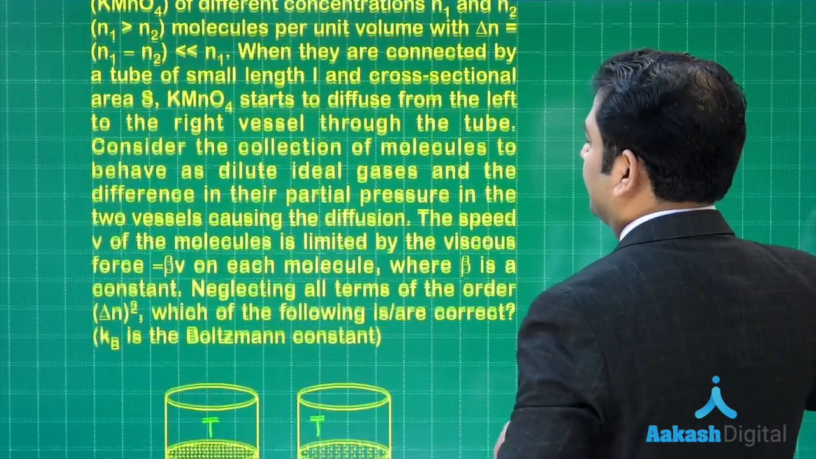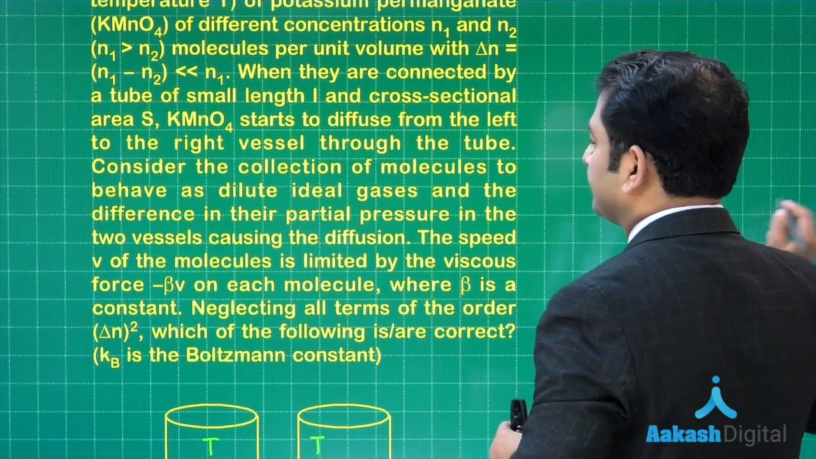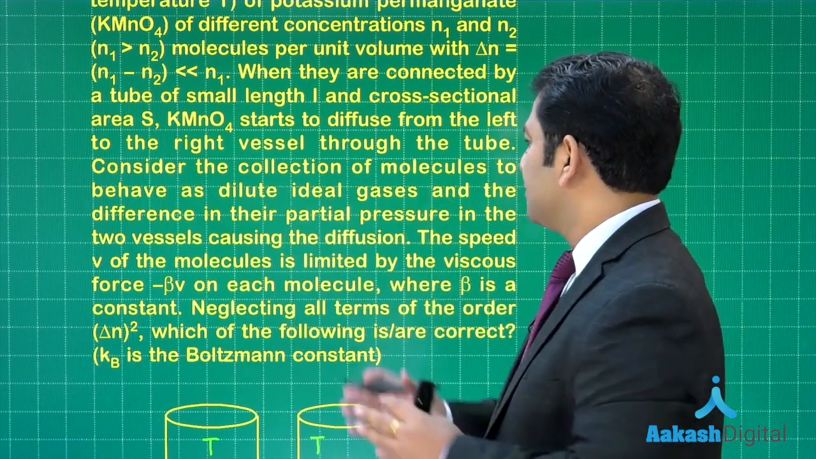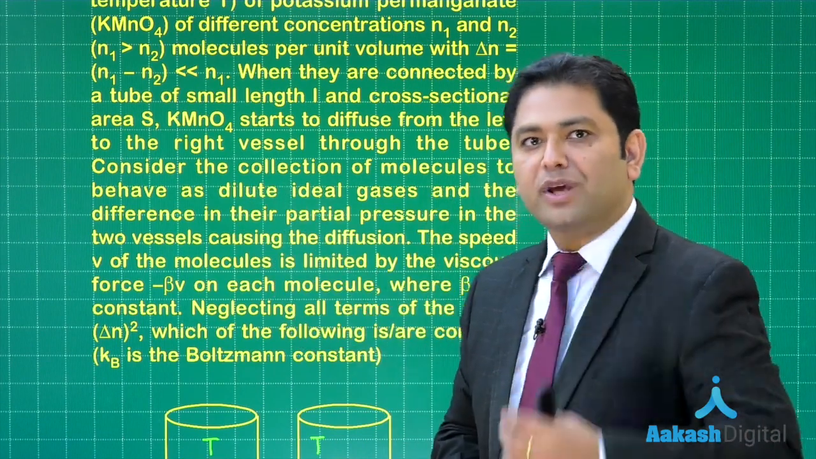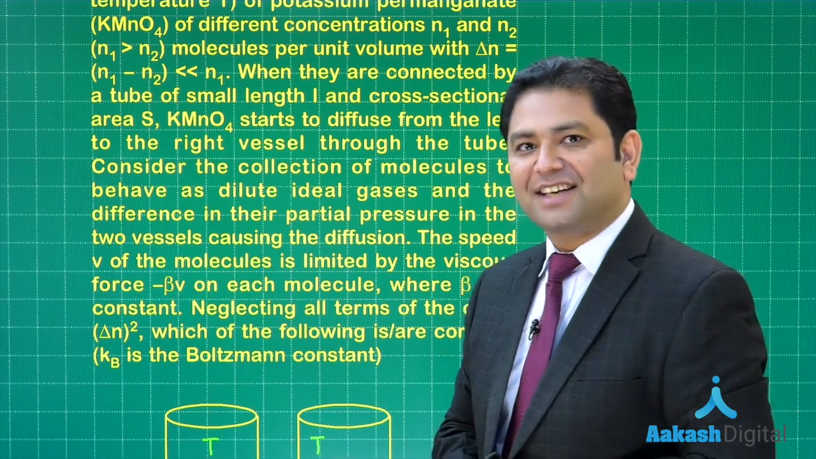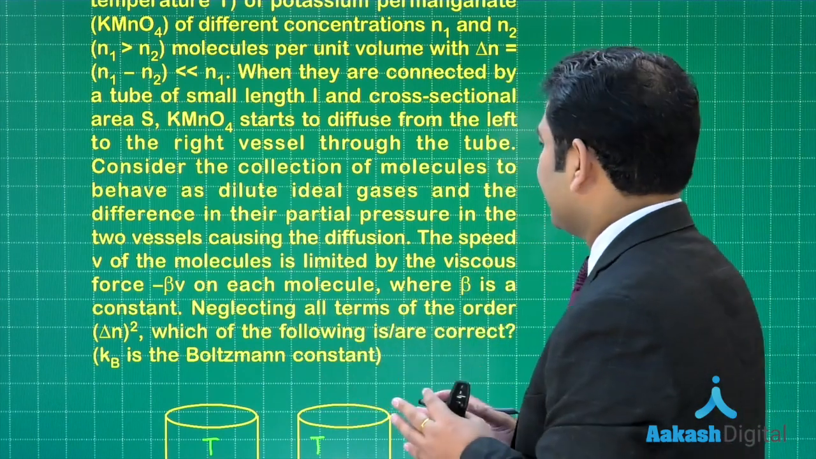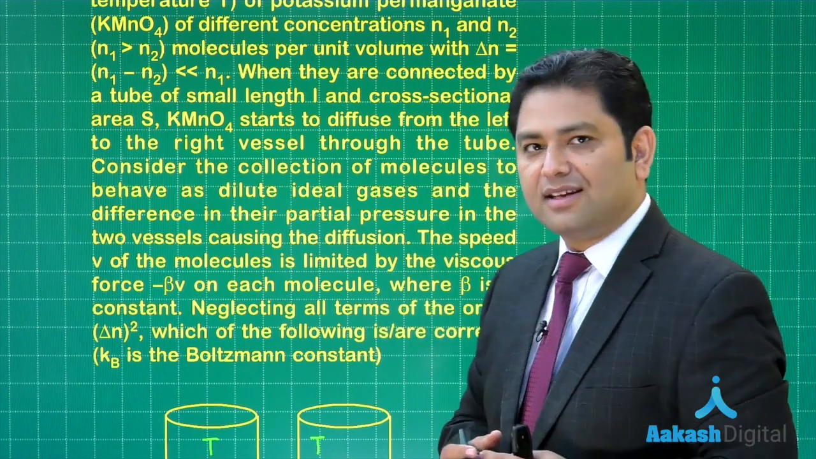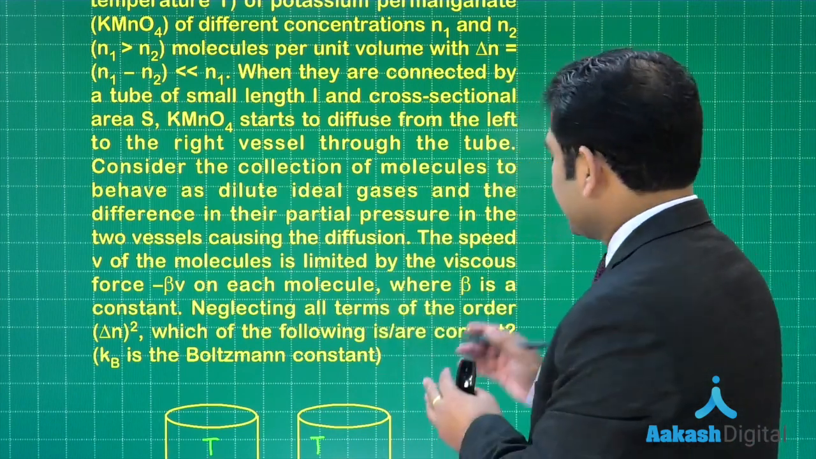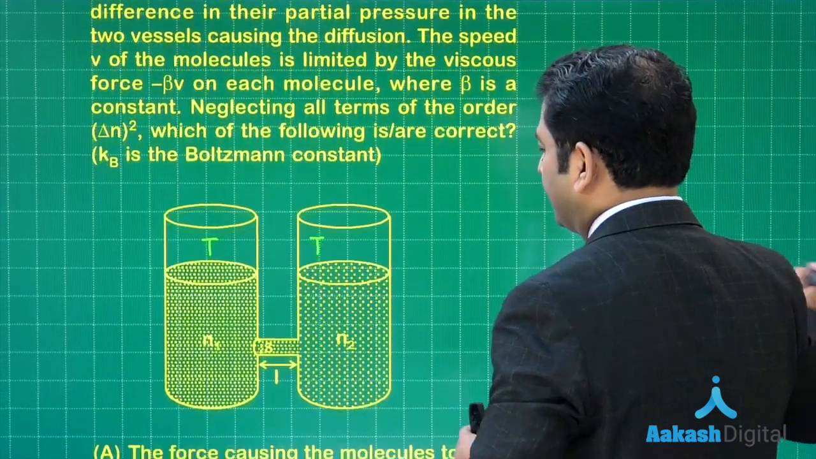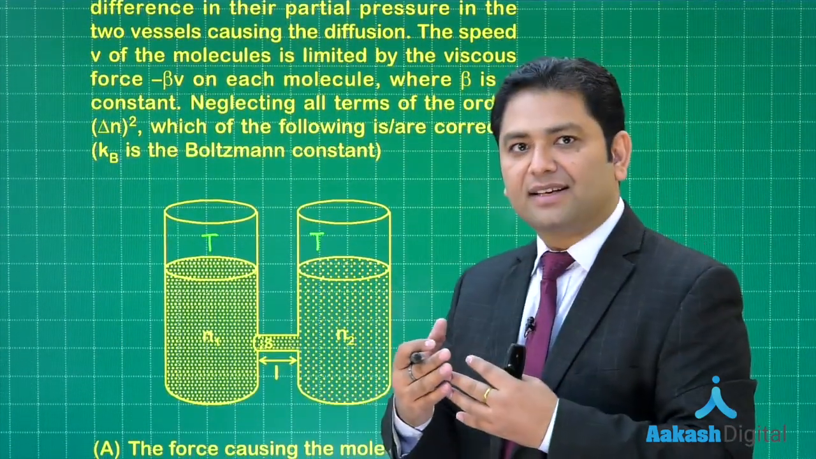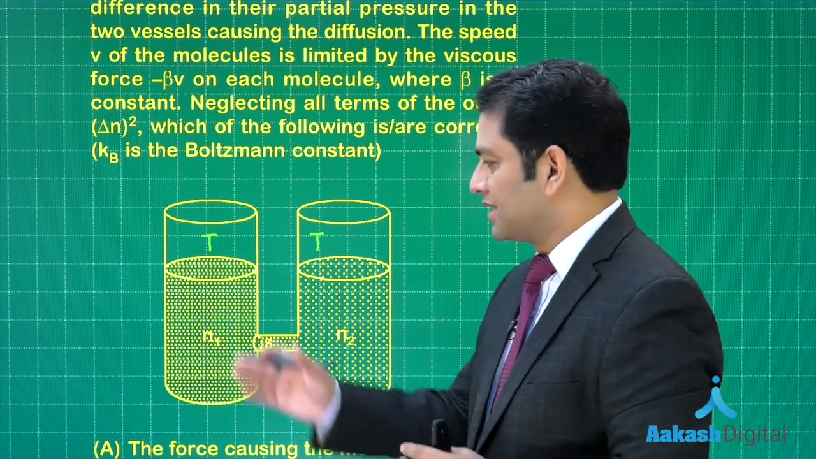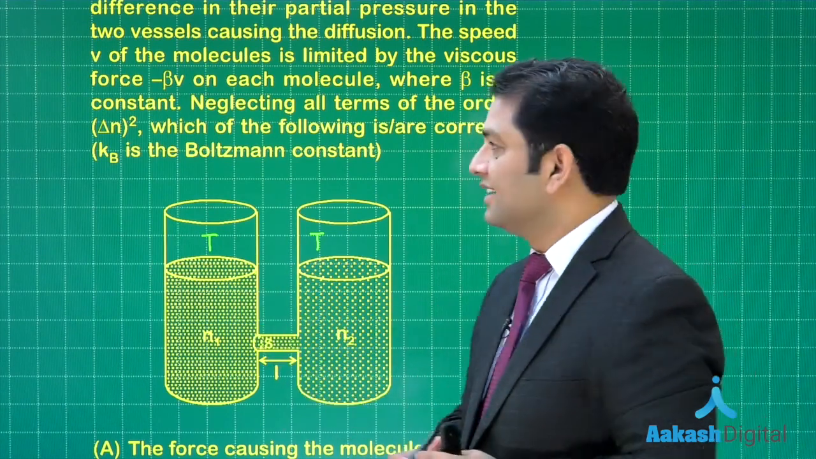Now let's say, apart from that, what does the question say? The collection of the molecules behave as dilute ideal gases. That means we are allowed to use the ideal gas equation that has been given there. And the difference in their partial pressure causes the diffusion. So whatever is the pressure on the left, pressure on the right, you subtract it, and that differential pressure is the whole cause of diffusion. That's what the question says.